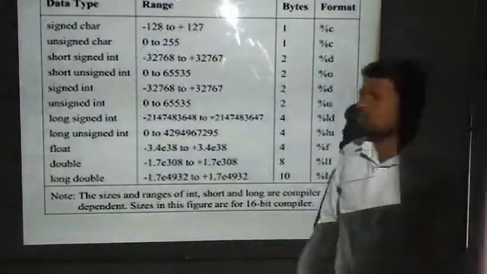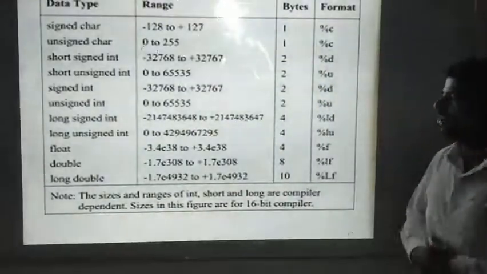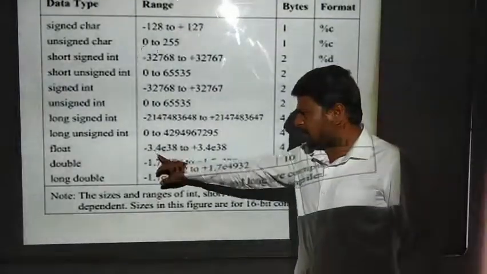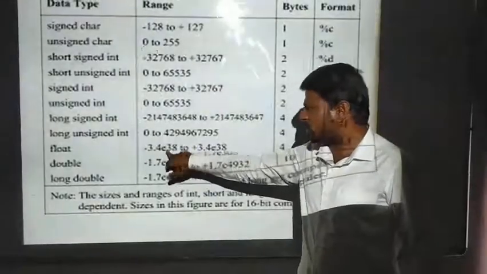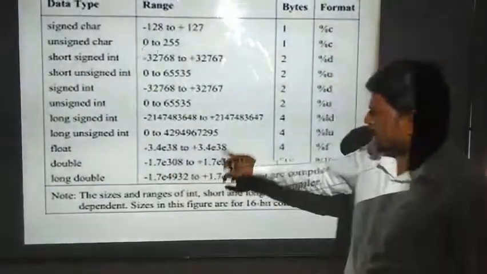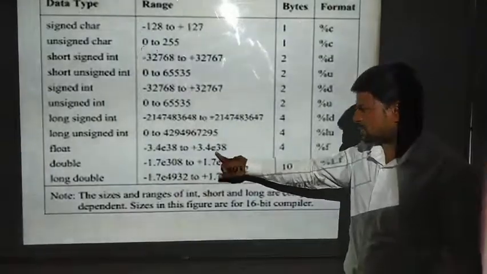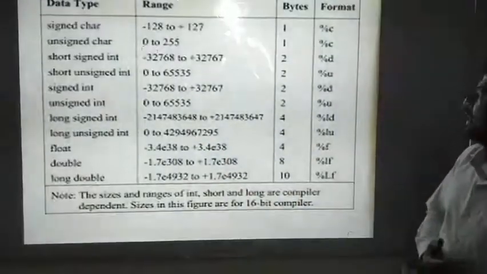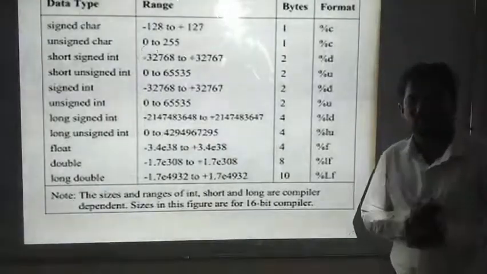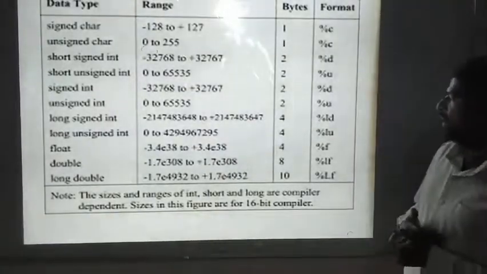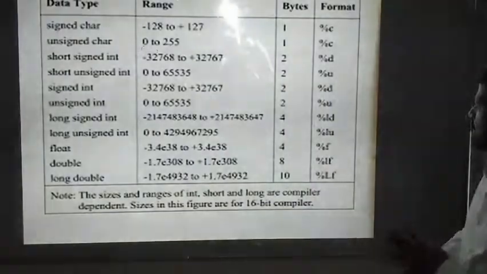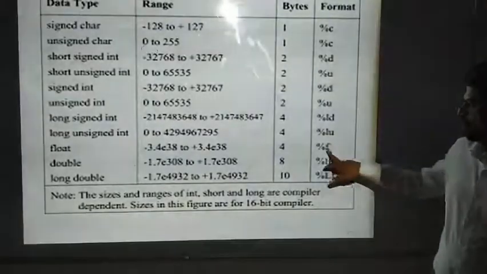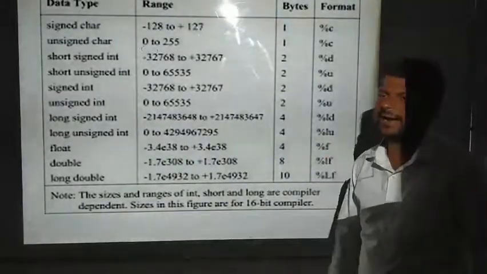Next, the float data type. Float means it has decimal points. Here you can see minus 3.4 exponent 38 to plus 3.4 exponent 38. This is the range for float data type. It occupies 4 bytes of memory space, and the format specifier for float data type is percentage F.